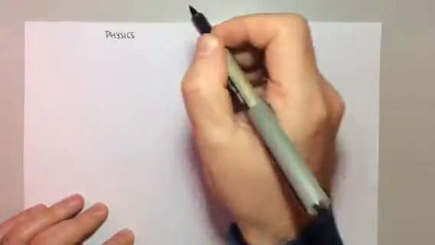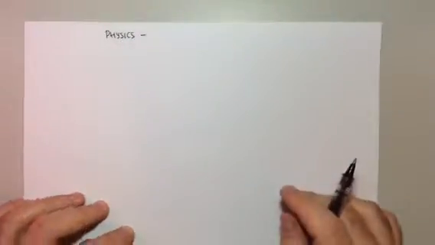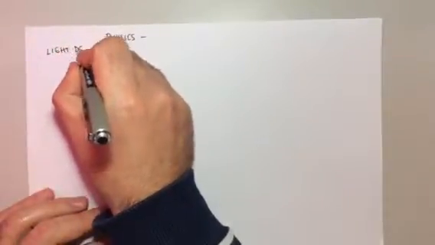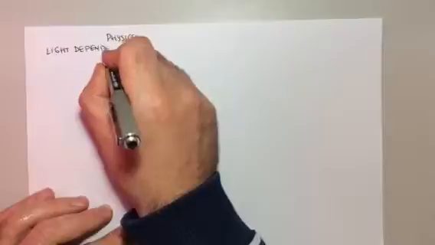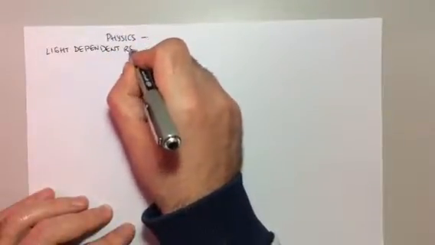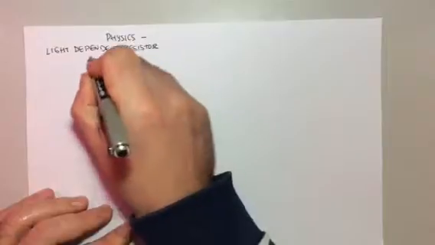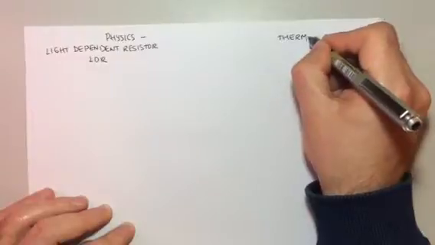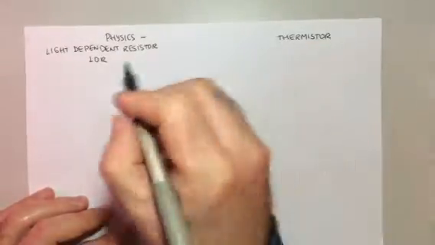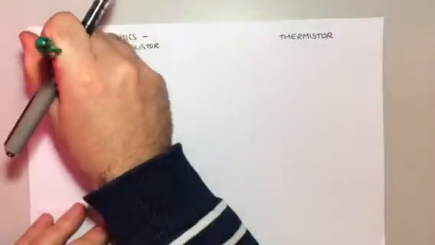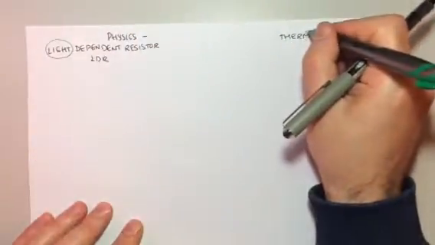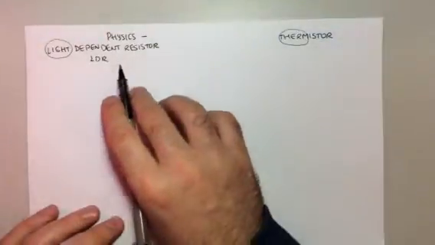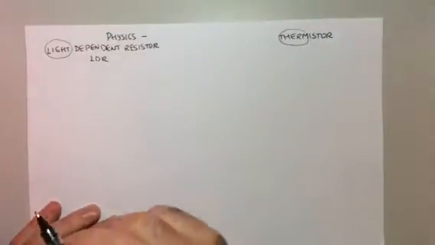Physics. We're going to look at the difference between a light dependent resistor, LDR, and a thermistor. Now, the light dependent resistor, as the name says, is related to light, and the thermistor is related to temperature. So I have a resistor that's dependent on light and a resistor that's dependent on temperature.